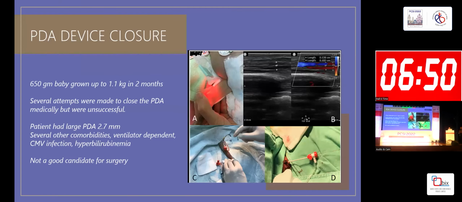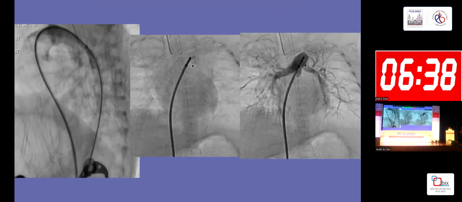So this is a 650 gram child, grown up to 1.1 kilos in 2 months. Several attempts were made to close the PDA medically, but were unsuccessful. The PDA was large, and we used a small PDA occluder device, the 5.3, to close the PDA. And these are the angiographic pictures, and you can see how good the LPA flow is. We released the device, making sure that there is no obstruction to the aorta.